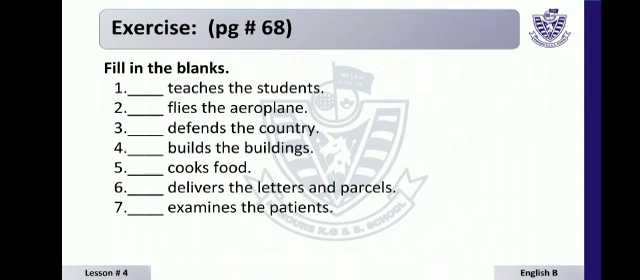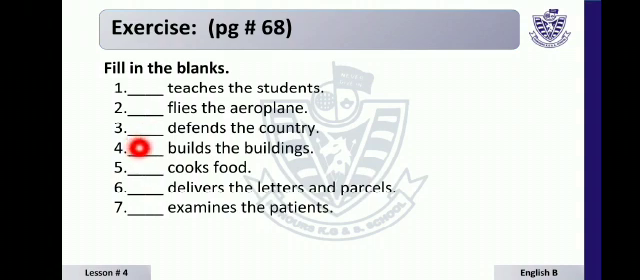Now let's start its exercise. Fill in the blanks. Dash teach the students. We know that teacher teaches the students. So we will write here teacher. Next one is dash flies the aeroplane. We know that pilot flies the aeroplane. So we will write here pilot. Next one is dash defends the country. We know that soldiers defend the country. So we will write here soldiers.